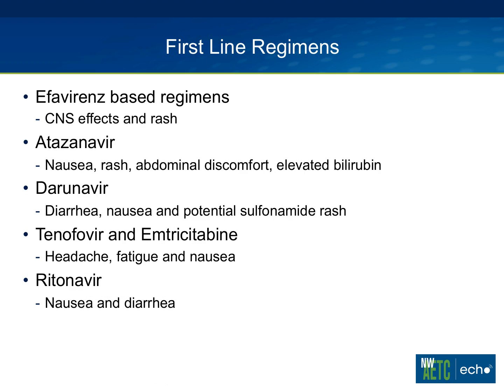So to tie it all together in respects to first-line DHHS guideline recommended regimens: with efavirenz-based regimens, you really need to be cautious about the CNS effects that we just discussed, as well as rashes that may present. Atazanavir, when used in combination with ritonavir, can cause nausea, rash, abdominal discomfort, as well as elevated bilirubin. Darunavir, when used in combination with ritonavir, can cause diarrhea, nausea, and potential sulfonamide rash, so be careful of that. The nucleoside reverse transcriptase inhibitor backbone of tenofovir and emtricitabine can cause headache, fatigue, and nausea. And lastly, ritonavir, which is used to boost atazanavir and darunavir, can cause nausea and diarrhea, as well as have some additive effects.